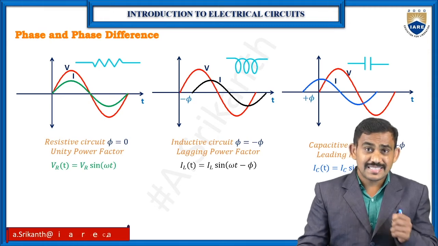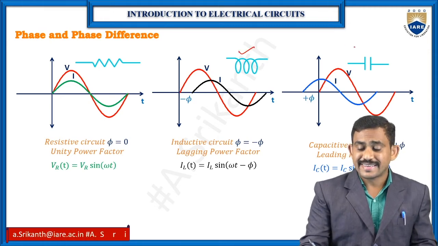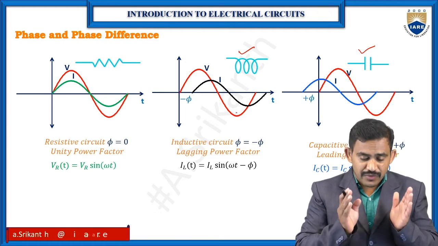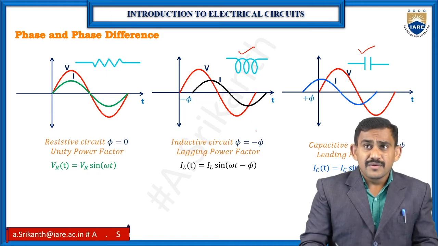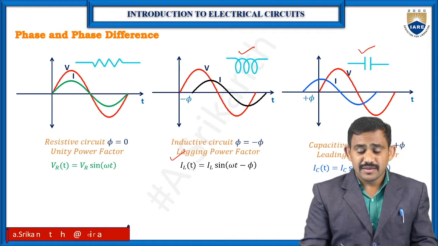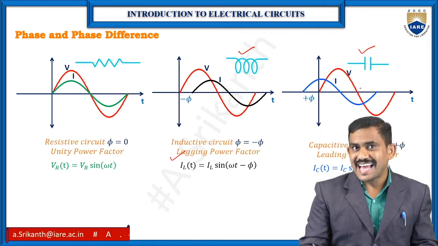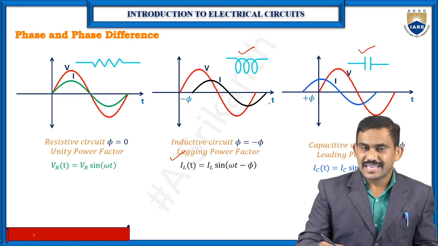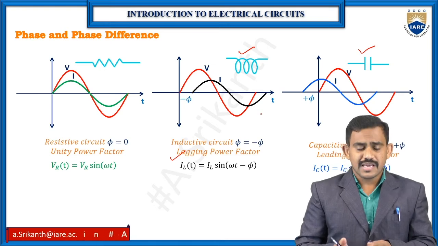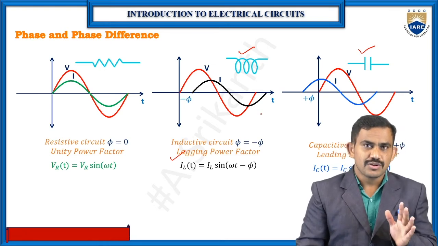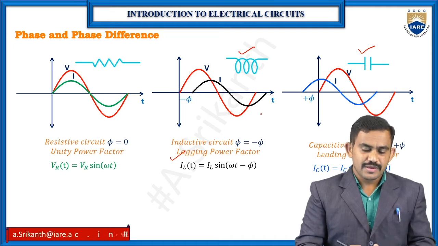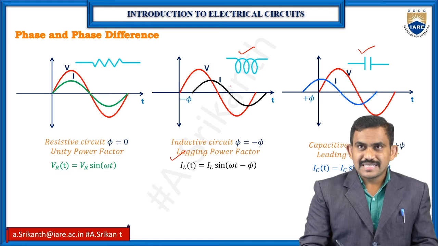phase difference. Phase difference is there where we have inductive and capacitive loads. Where you have the inductive load and capacitive load, there you have the phase difference. For an inductive load, the current is lagging. For a capacitive load, the current is leading. And for a resistive load, it's unity, so there is no phase difference between the voltage waveform and the current waveform. Okay, so for an inductive load, current is lagging.